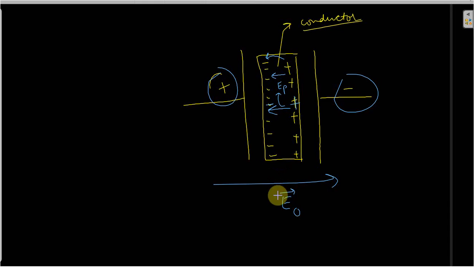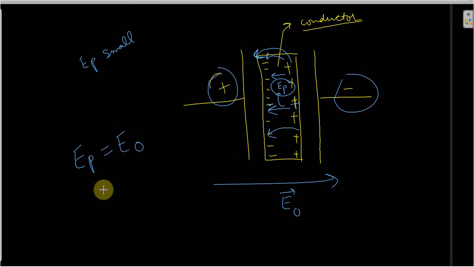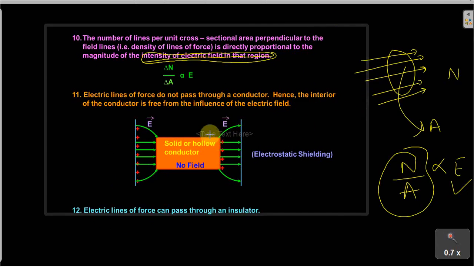So how long will this field be there? As all the electrons move from this side to this side, that field EP will continue. Initially EP is small, but as the electrons move from this portion to this side, this field is going to increase, and one time will come when the internal EP field becomes equal to the external field. At that time both fields become equal and the net field becomes 0. So that's why inside a conductor the electric field is always 0. That is the reason, and that is also known as the shielding effect. There is no field inside the conductor, and that is known as electrostatic shielding.